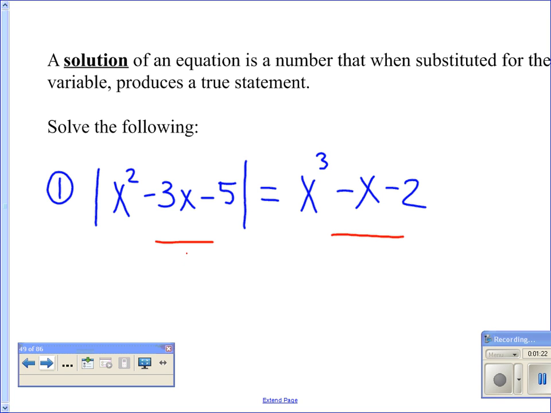So when you have two of them, then either you can get everything on one side, set it equal to 0, and find the solutions or the x-intercepts. But in this case, what we want to do is find the intersection of the two. And in this section, we are going to primarily be using our calculators. We'll do this algebraically a little bit later.